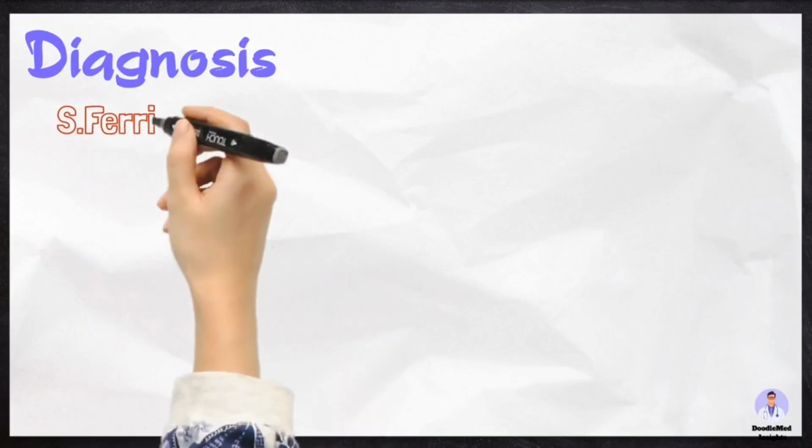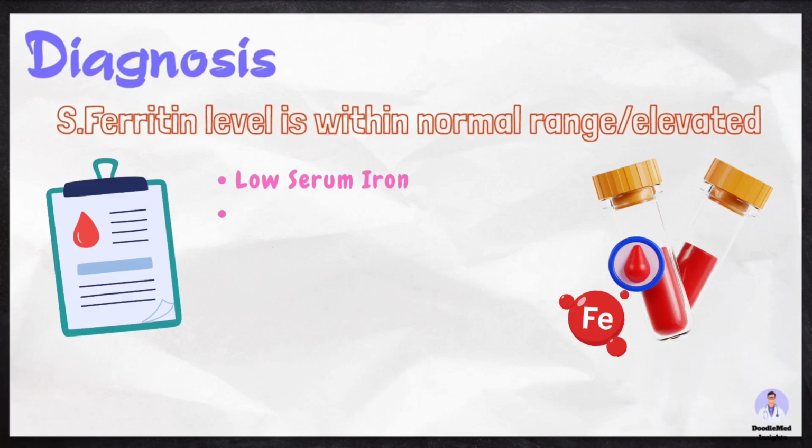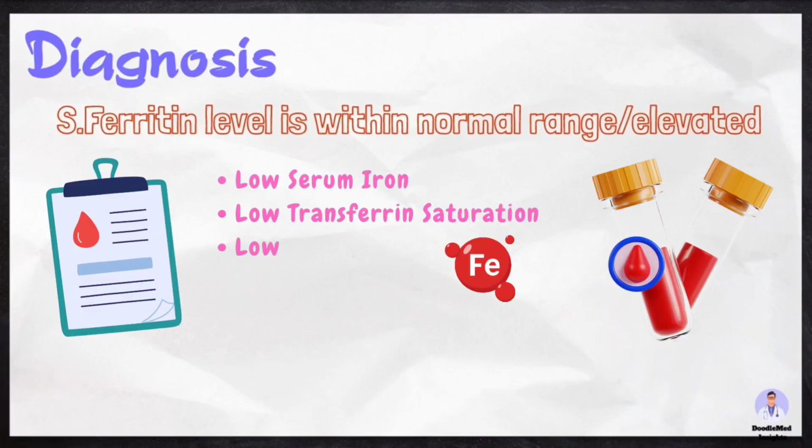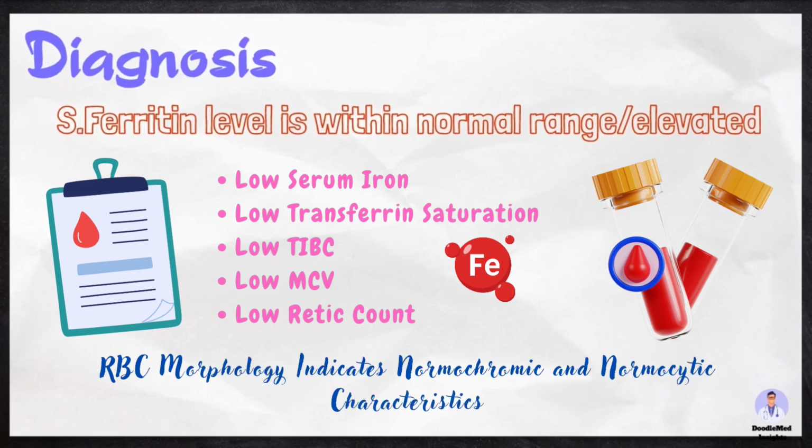The serum ferritin level is within the normal range or elevated. However, the serum iron level, transferrin saturation, total iron binding capacity, and MCV are all low. Additionally, the reticulocyte count shows a decrease. Furthermore, the red blood cell morphology indicates normochromic and normocytic characteristics.